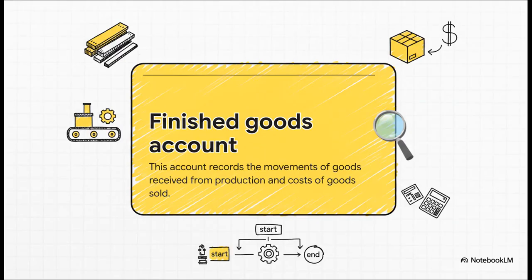And our final stop is the finished goods account. And you guessed it, this is basically the warehouse. Once a job is completely done on the workshop floor, its total cost gets transferred here. It's all packaged up and it just sits in this account waiting to be shipped out to a happy customer.